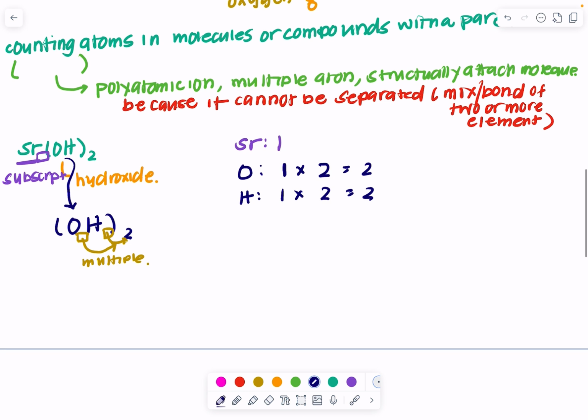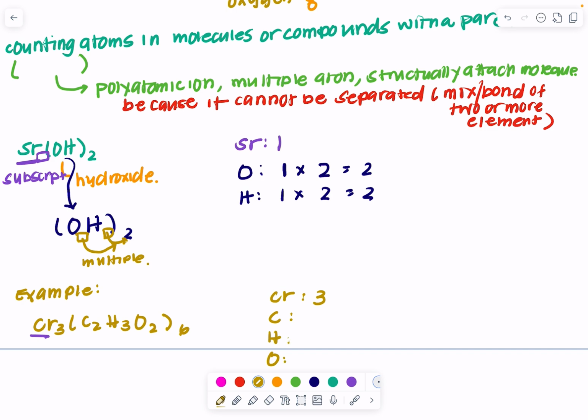If we look at another example, let's say we have something like Cr3(C2H3O2)6, with a 6 on the outside. Chromium is not part of the parentheses, so we just look at the subscript, we have 3.